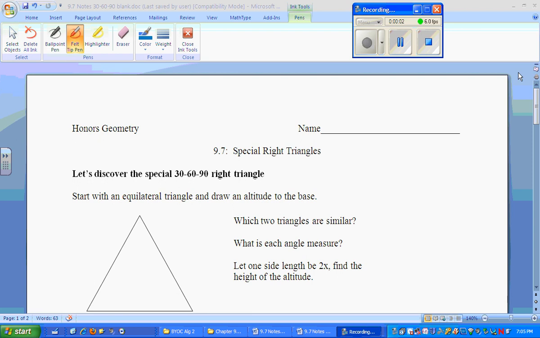Good evening. This is Mr. Brzezinski. This is 9.7 special right triangles. We're breaking it up into 2 days. We'll do 30, 60, 90 triangles today, and then the next video will be 45, 45, 90s.